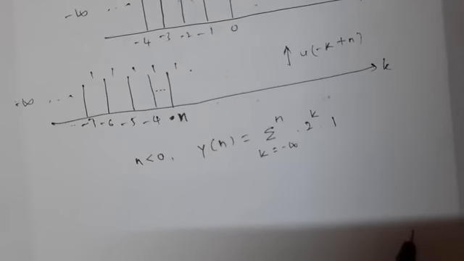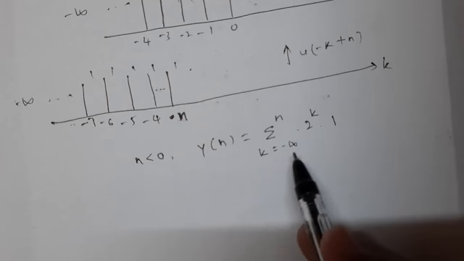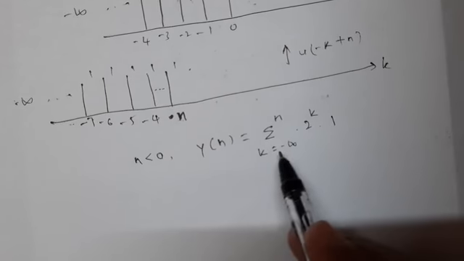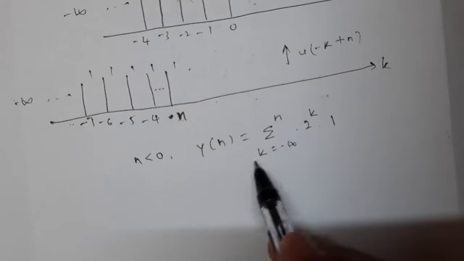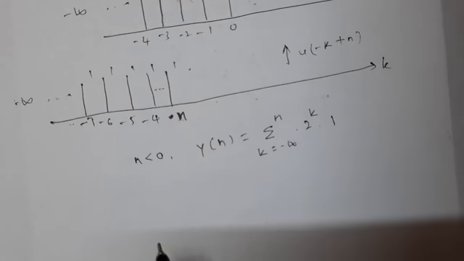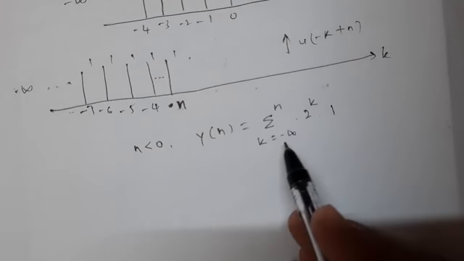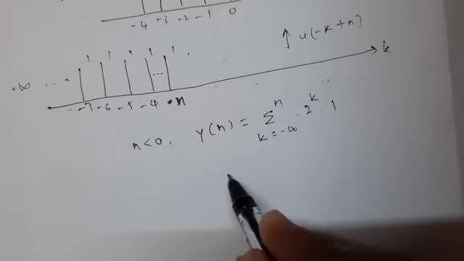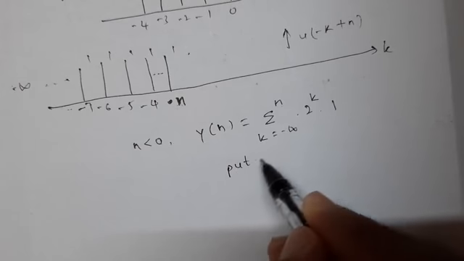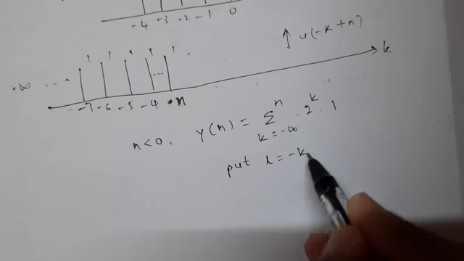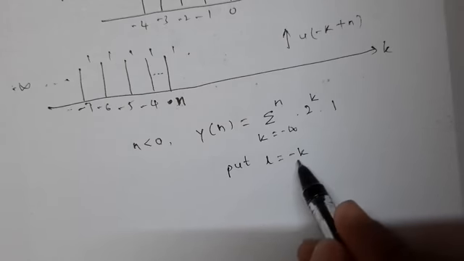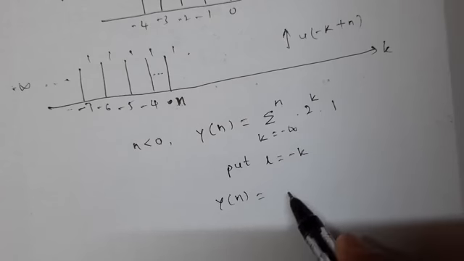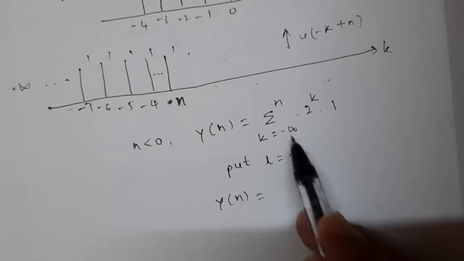Now we have seen some formulas like summation k equal to 0 to n, right? Or we have seen some formulas from 0 to infinity, but we have not seen any formula related to minus infinity to n. So since we have a formula from 0 to infinity, I will try to convert this minus infinity to plus infinity by taking a dummy value L. Put L equal to minus k. What happens? When L equal to minus k, my limits: y of n is equal to the k limit. What is the k limit? Minus infinity.